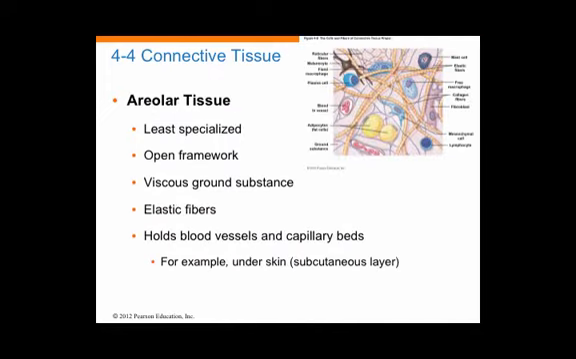Areolar tissue is the most common connective tissue proper. All cell types are found in areolar tissue. All fibers are also found in areolar tissue, though most of its fibers are elastic. It is the least specialized of the loose connective tissue. It is found under the skin where it holds a lot of blood vessels.